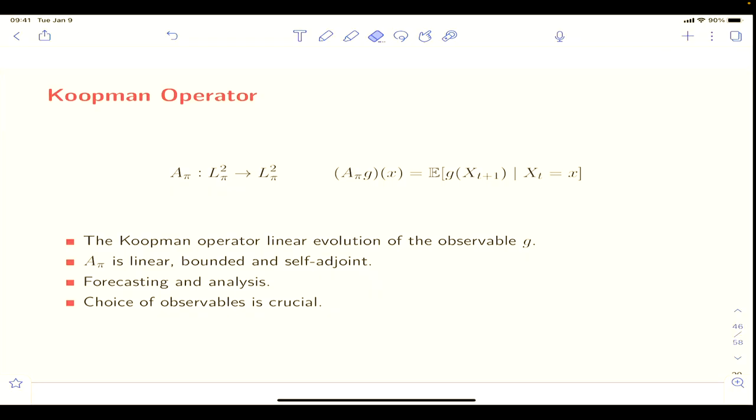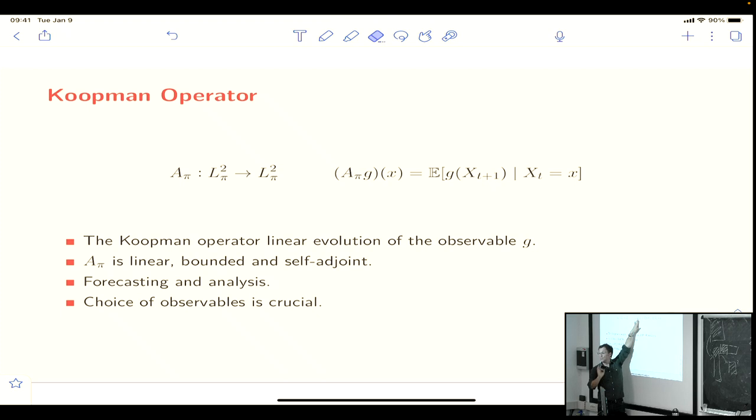That's what's written here. So it's a map defined, this is the definition. When the Koopman operator acts on G and you evaluate it in X, this is defined as the expectation of what you would get if you were at time t in X. And this is just what you would get at k plus 1. You need the expectation because it is a random variable. Okay?